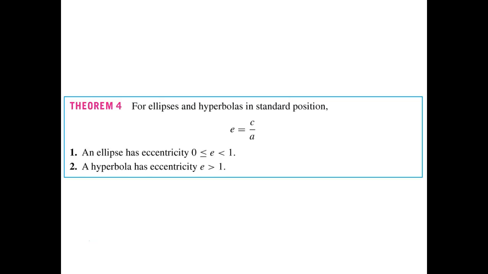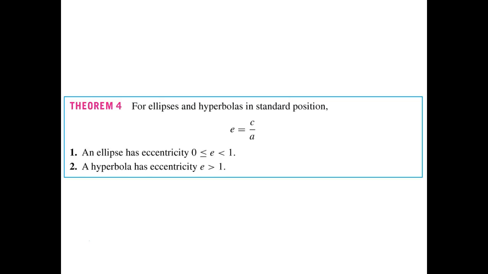remember what your c was? That was for an ellipse. That's your square root of a squared minus b squared. That's what c was. This was the major axis. For a hyperbola, c was the square root of a squared plus b squared. Okay?